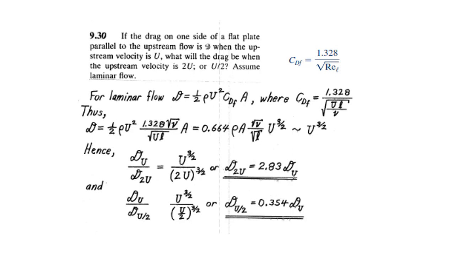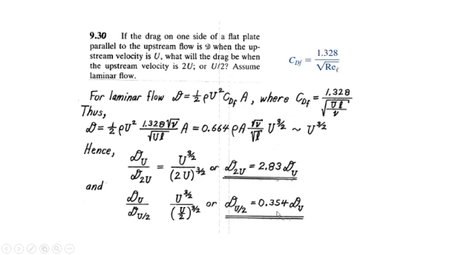This is an interesting thing to understand. If someone asks you that I have velocity U and drag D, what would be the drag if the velocity is double? Usually intuition says that the drag will also double, but this is not the case, because from the equation it is coming out that the drag would be greater than double of the drag when your velocity is U.